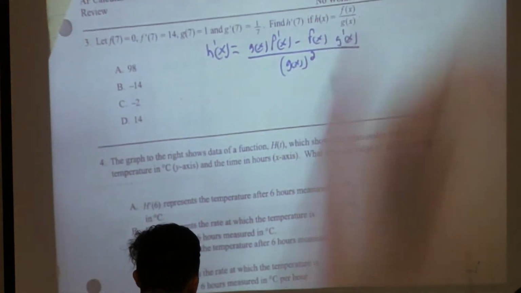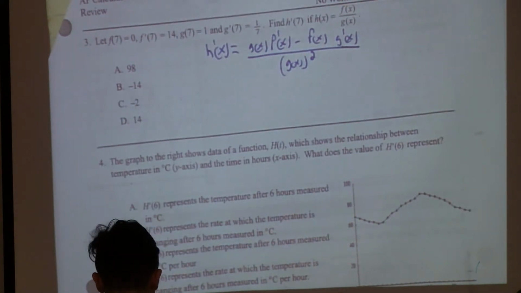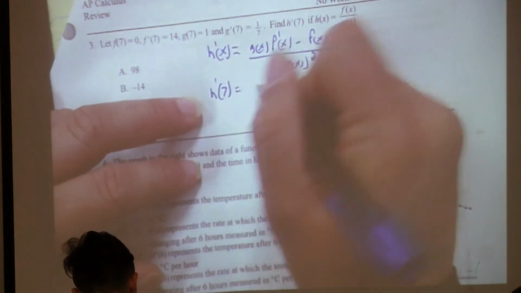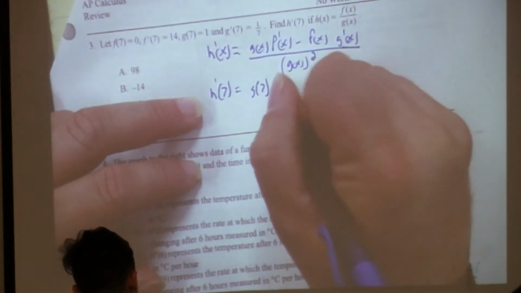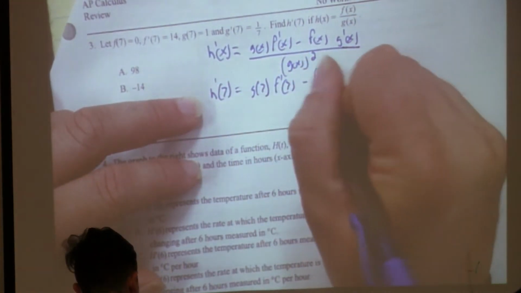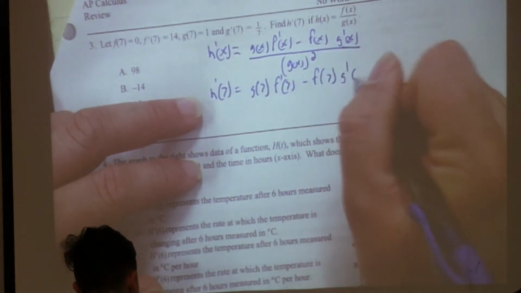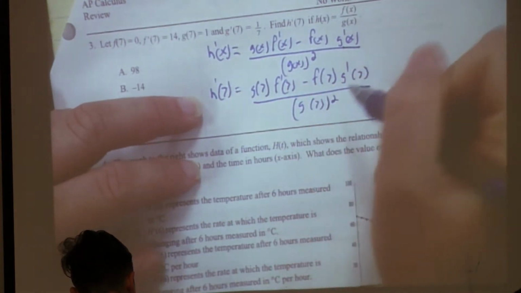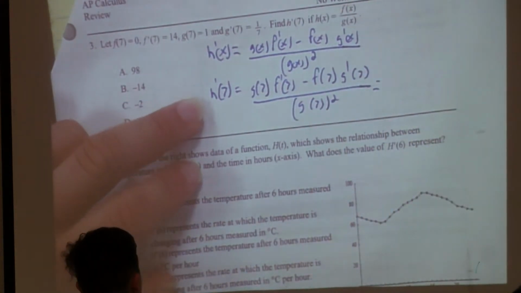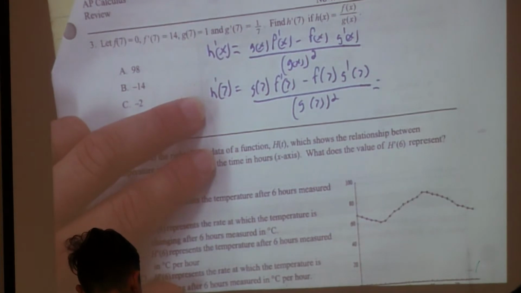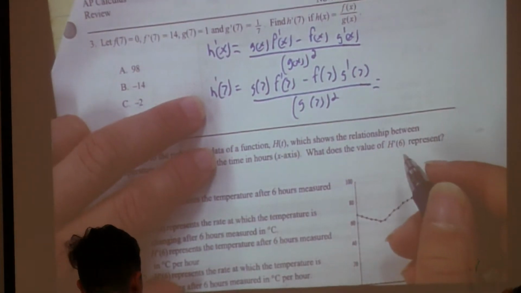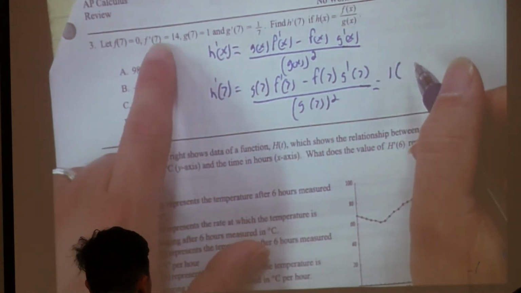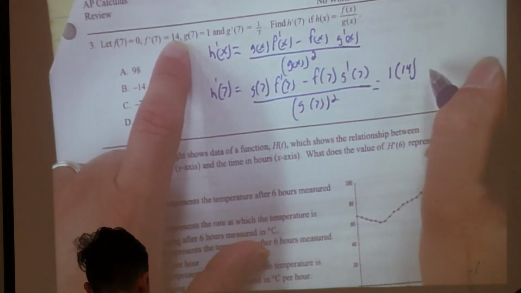Pay attention, guys. Okay, so now we need to plug in what in there? The values that they give you. A 7, right? So we want g of 7 times f prime of 7 minus f of 7 times g prime of 7 all over g of 7 squared. So now let's look at the given information and replace the values. So what's g of 7? Make sure you look carefully. 1 times what's f prime of 7? 14. You don't want to mess this up, right?